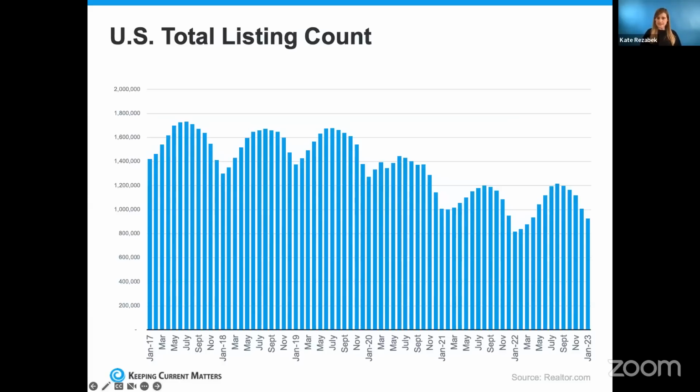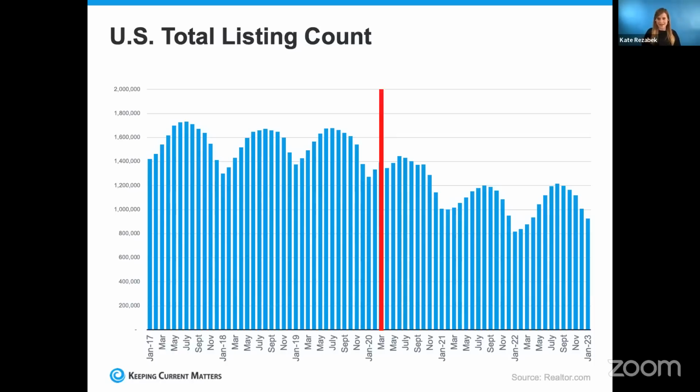Now, total listings is a combination of new homes and existing homes. So when you put all of those together, you can see first, 2017, 2018, 2019, as you look over on the left side of this graph, kind of a pretty typical cyclical pattern of listing counts in this country. Really starting low, increasing through the middle of the year, and coming back down on that seasonal pace where you start to see listings tail off towards the end of the year. Well, then what happened right here?